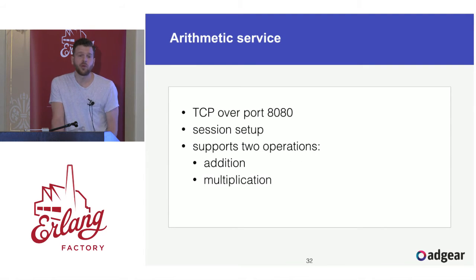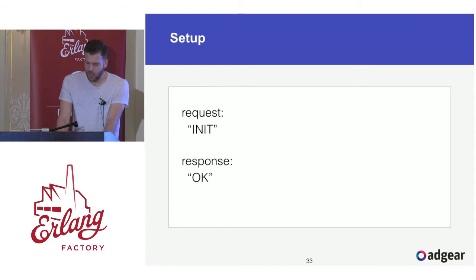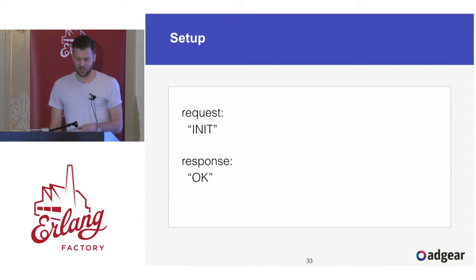So the example we're going to use today is a simple arithmetic service. This service works over TCP port 8080. There's a session setup, and it supports two operations, addition and multiplication. The setup is really simple. You send the text INIT in caps, and you receive the response OK.